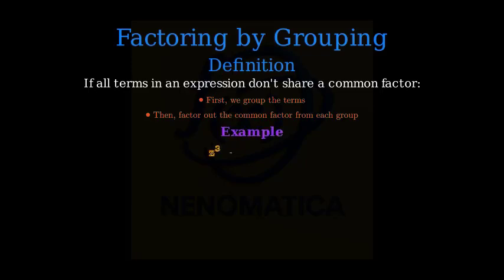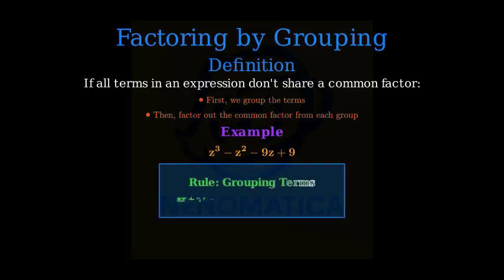We'll factor the expression z cubed minus z squared minus 9z plus 9. First, let's group the terms. We'll put the first two terms together and the last two terms together. We get open parentheses, z cubed minus z squared, close parentheses, minus open parentheses, 9z minus 9, close parentheses.